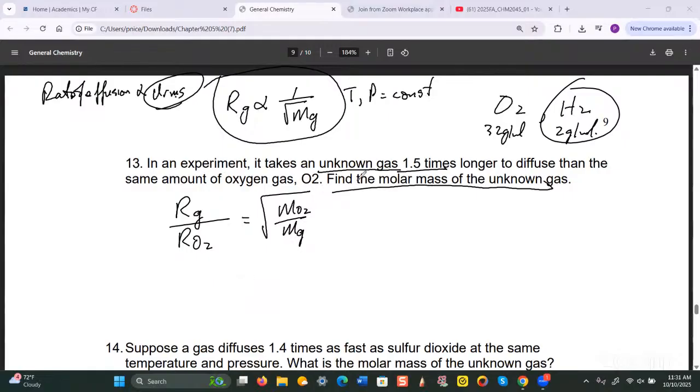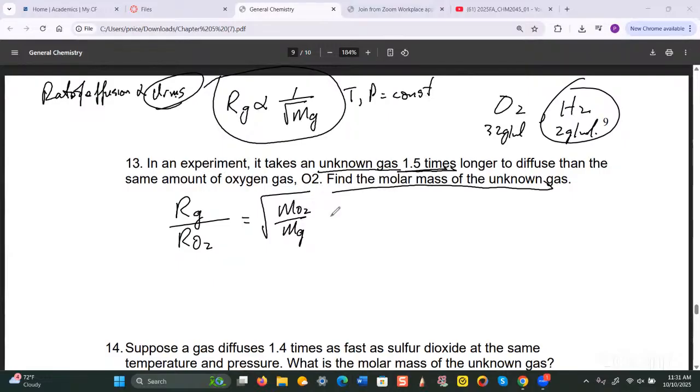Now, here's the thing. We were not given the rate of effusion. What we were given is the fact that the unknown gas effuses 1.5 times longer. So it's talking about time. And if you understand the relationship between the rate of change of anything and time, you'll understand that it's an inverse relationship. In other words, the slower the rate of anything, the longer it's going to take in terms of time, and vice versa, right?